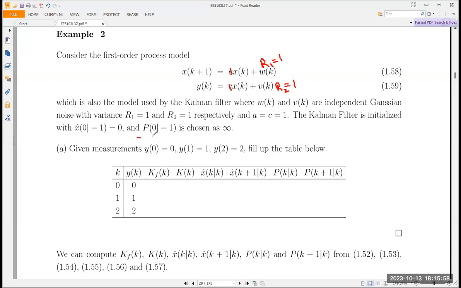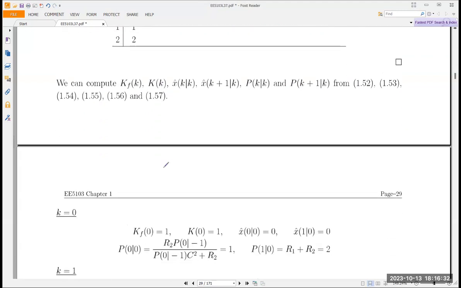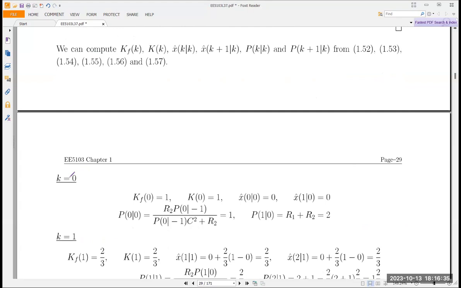Then, like I said, if you don't know anything, choose this as infinity and this as 0. Okay, so we start. Essentially, it's just putting numbers into the formulas that we have. So you go and look at equations 52, 53, 54, 55, 56, 57. Then you calculate all these. Basically, it forces you to go one round, two rounds, three rounds. All right, so let's see. The first round, when k equals 0.